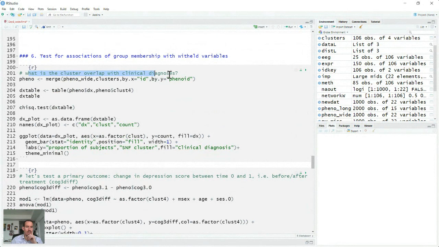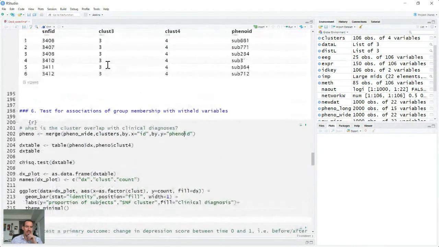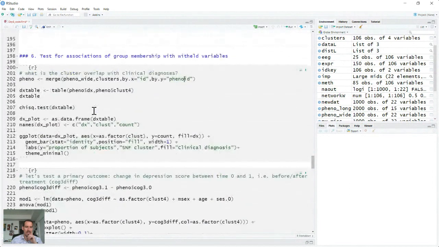What is the cluster overlap with clinical diagnosis? And we can do that. Basically, we're merging here. This is the merge step. We've got our phenotypic data that has diagnosis and age and sex. We've got our clusters, right? The three cluster solution, the 4 cluster solution, and we're merging them together by our ID and by the pheno ID using our key, right? So we're merging the data together into an overall pheno file.